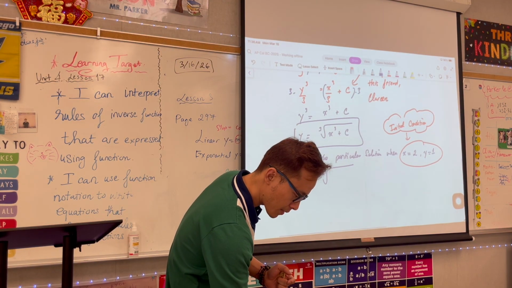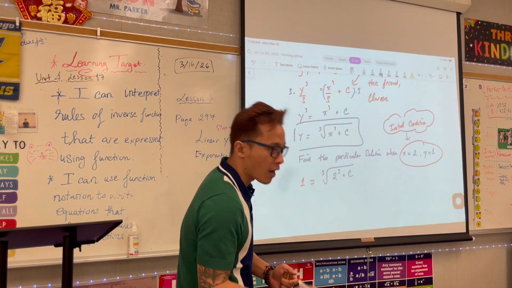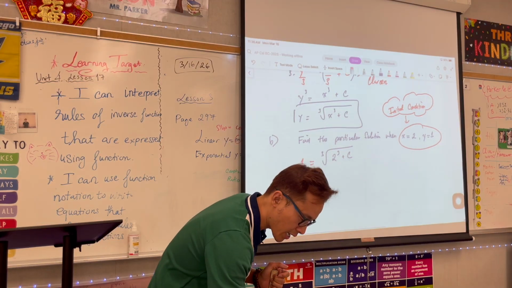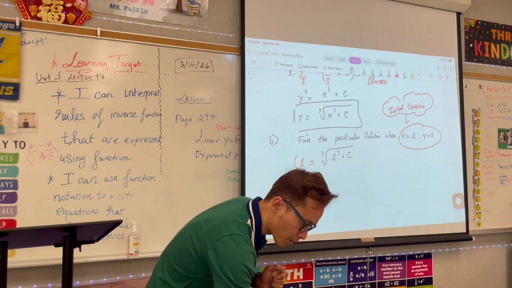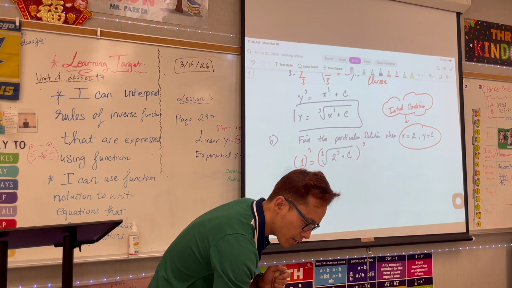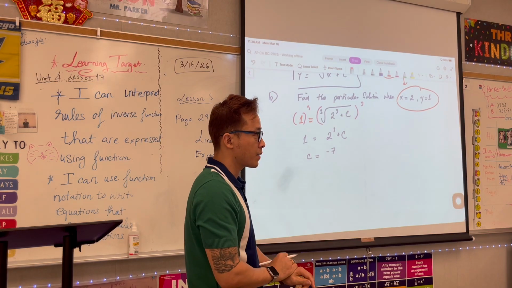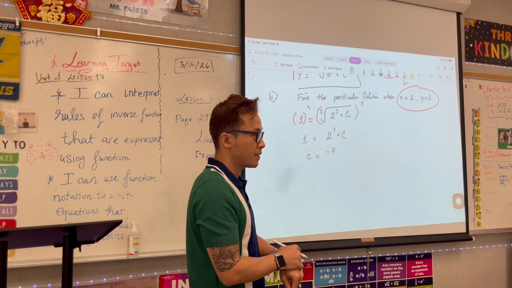X squared plus C. C equals negative 1? Can you solve for C? Is anyone got the C? Okay, let's check. You're going to power 3 both sides to cancel the cube root. So 1 equal to 2 cubed plus C. So 2 cubed is 8. So C equal to negative 7.